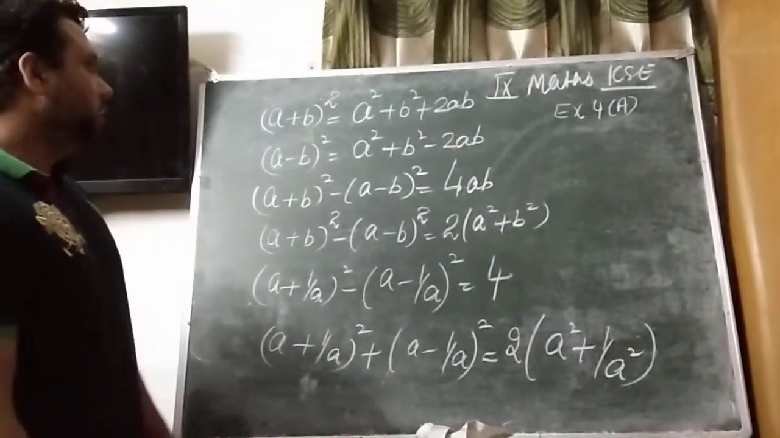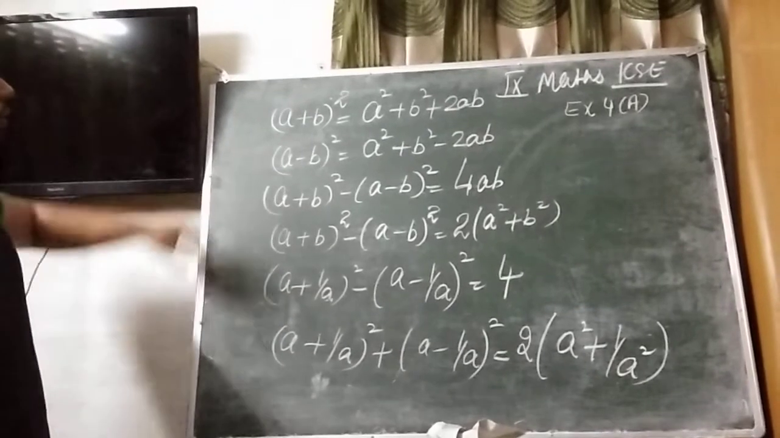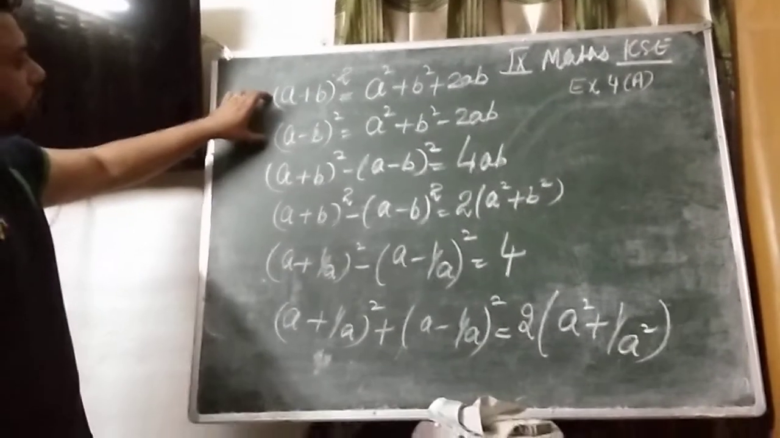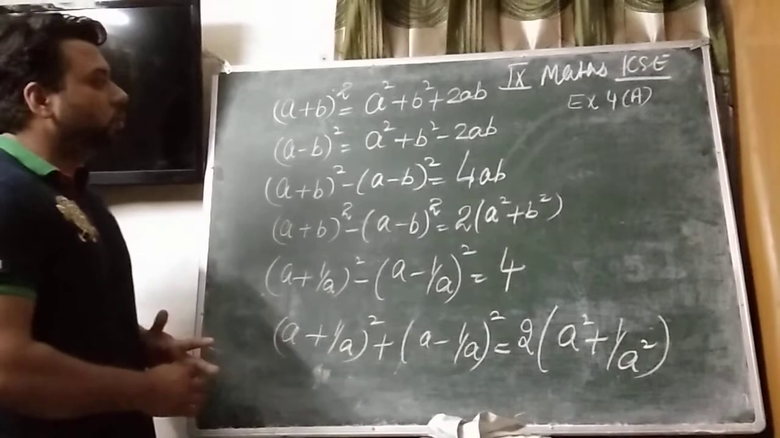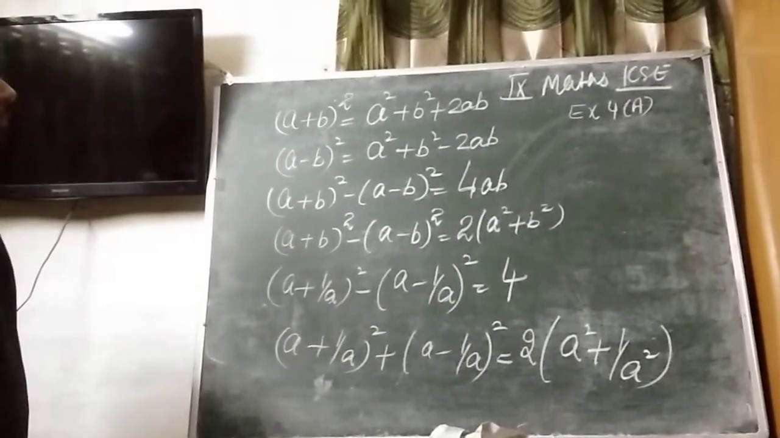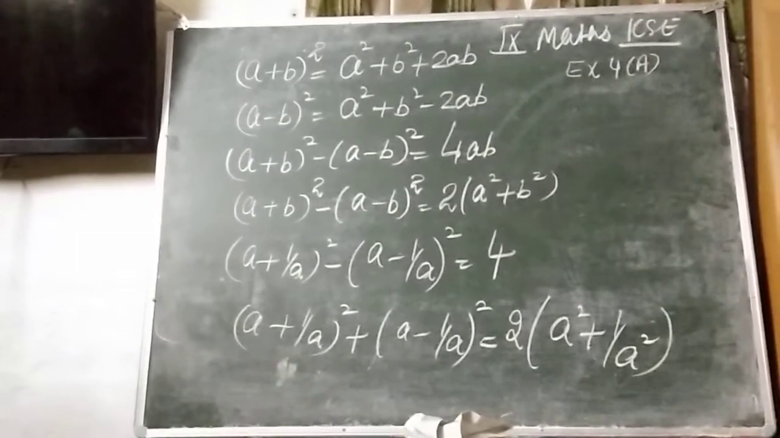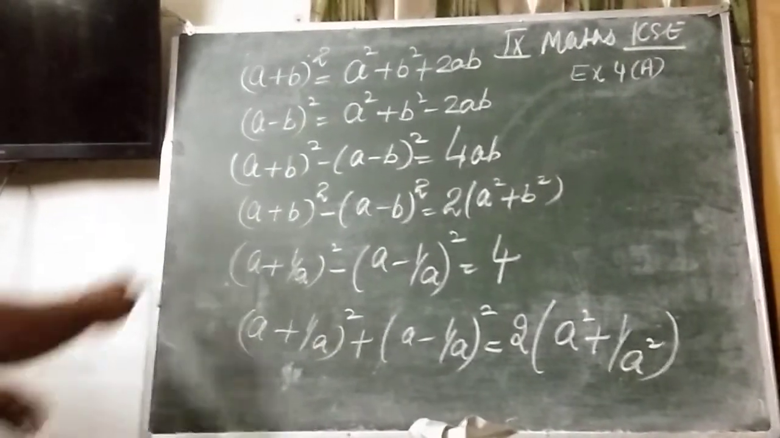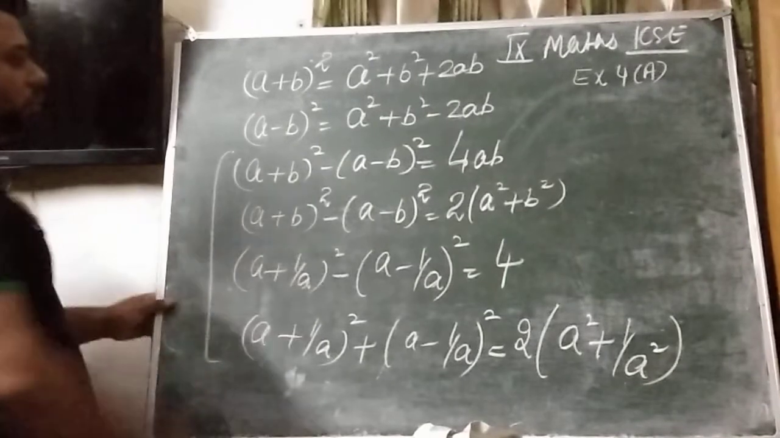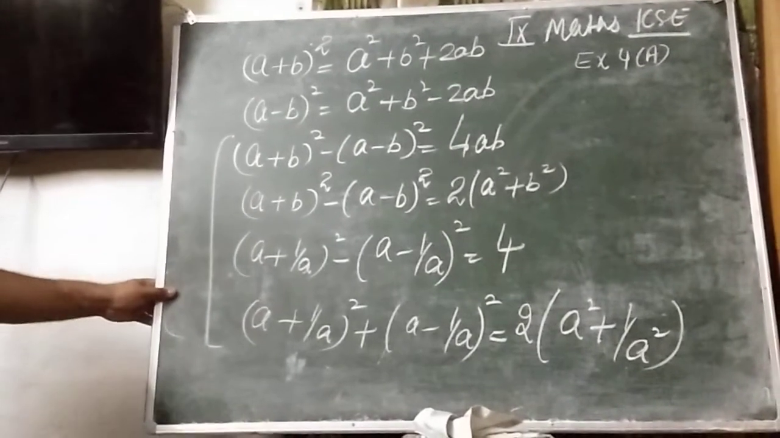Today we will do 9th standard maths ICSE board exercise 4A. Chapter is expansion. In the last video we have done two formulae: (a plus b) whole square equals a square plus b square plus 2ab, and (a minus b) whole square equals a square plus b square minus 2ab. Now these are the new formulae which we have to do, and on the basis of these formulae we will solve the questions.